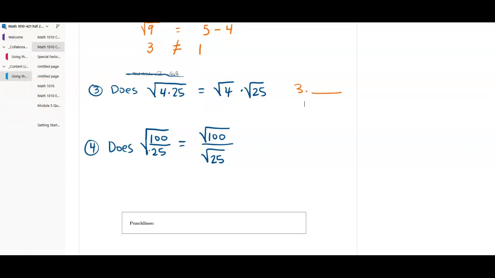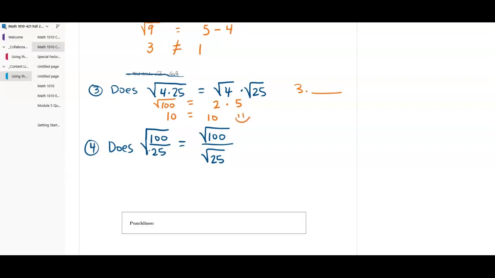Okay, a lot of you this time are saying yes on that. Rachel, can you explain why you think this one does work? Yeah, I did the first one first, the 4 times 25, and I got 100. The square root of 100 is 10. And then the square root of 4 is 2, and the square root of 25 is 5, and 2 times 5 is 10. So that does work. Awesome. Yeah, that one does work.